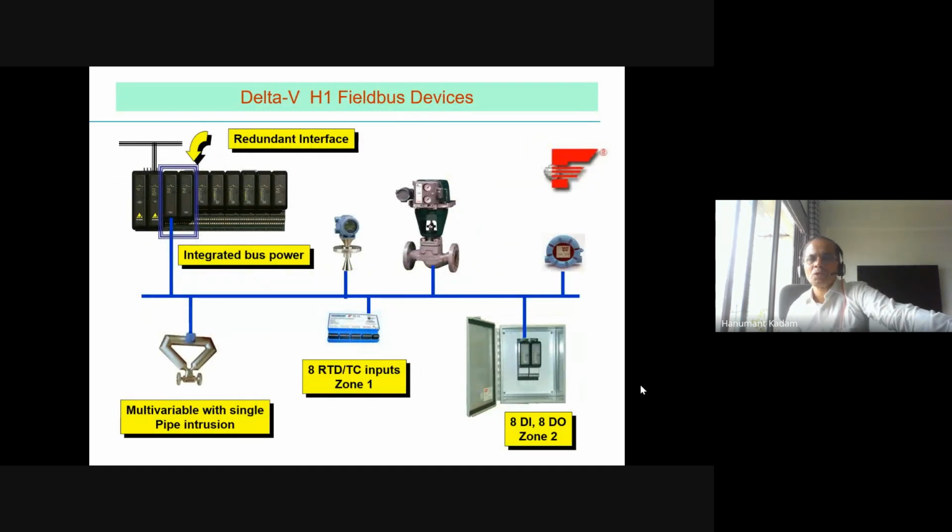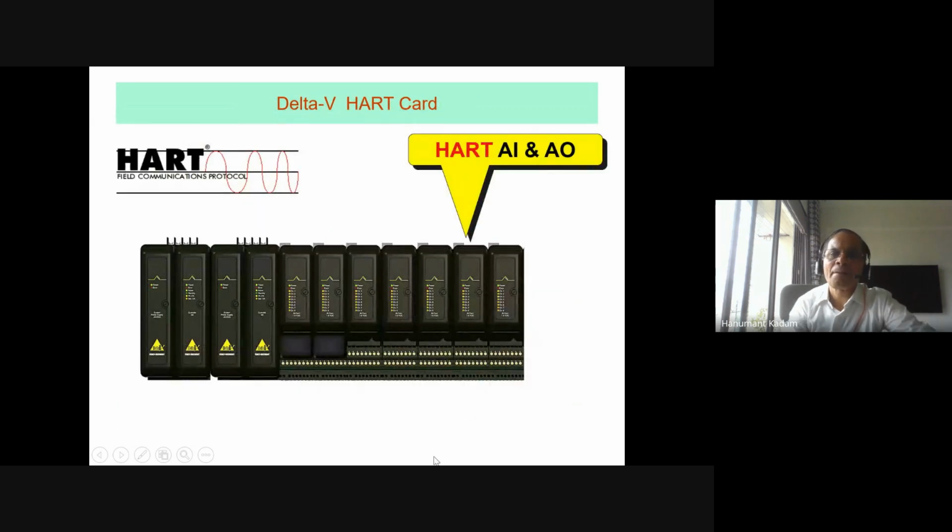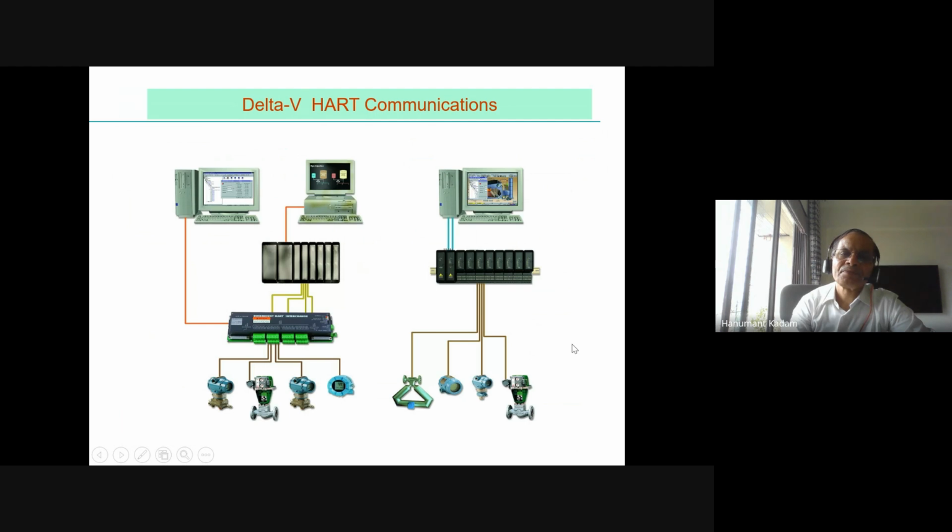So these are Foundation Fieldbus devices here. This is a multi-variable transmitter with a single pipe intrusion mass flow meter, radar, control valve transmitter, and eight means you have this junction box like this. You have a multiplexer type of electronics there. Through this you can connect also. This is a HART logo.